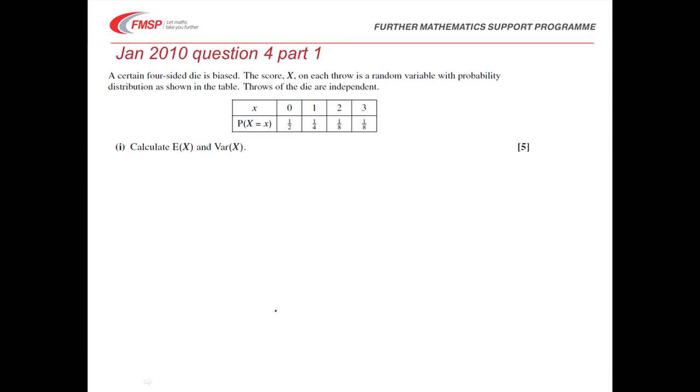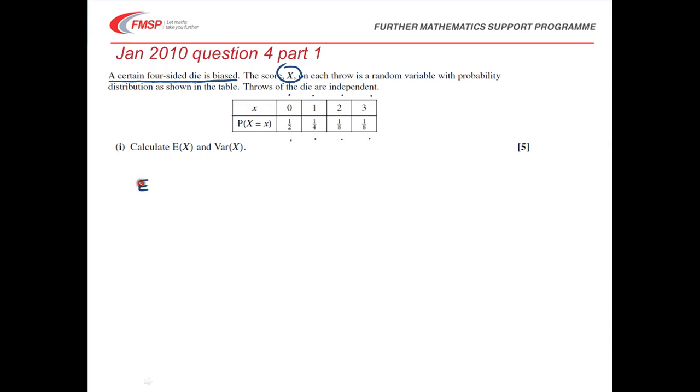Okay, so this is the first part of the question. It goes on to talk about the binomial and things, but the first part of the question is quite valid. So we are given a certain four-sided die, and we're told and defined what x is. So x is the score on each throw, and it's got a probability as below. So the die is labelled as 0, 1, 2, 3, and the probabilities of getting each are given as below. And we're told that the throws are independent.